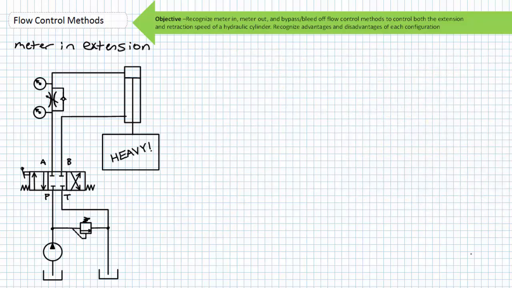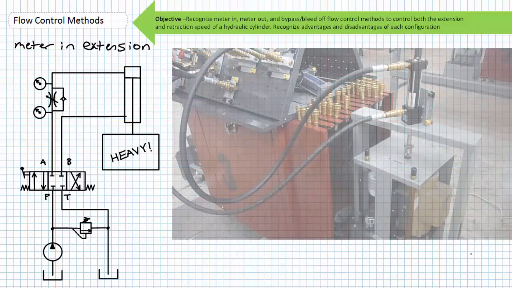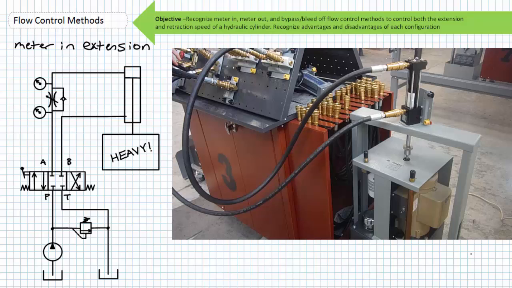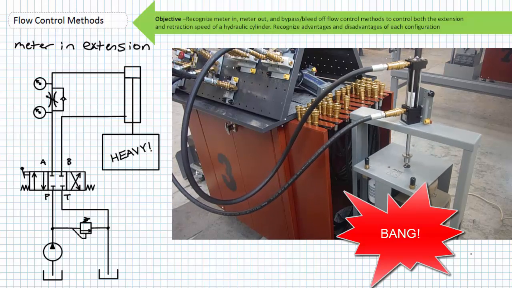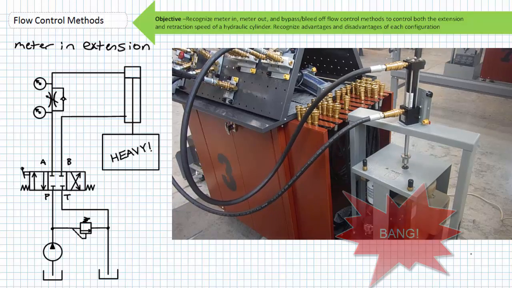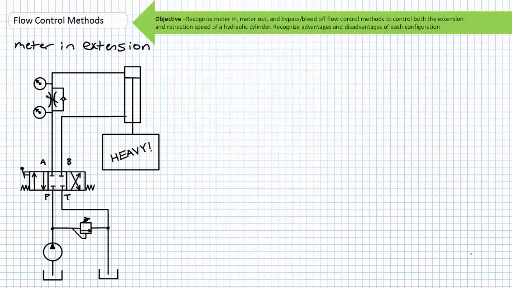However, when a cylinder in this orientation is loaded, the retracting rod will lift the object, but when extended, the lifted object crashes to the ground. A flow control valve in a meter-in extension configuration does limit flow to the cap end. However, the rod end is at tank pressure when extending and has no pressure to support the lifted object. Not exactly the best application for a meter-in extension configuration.